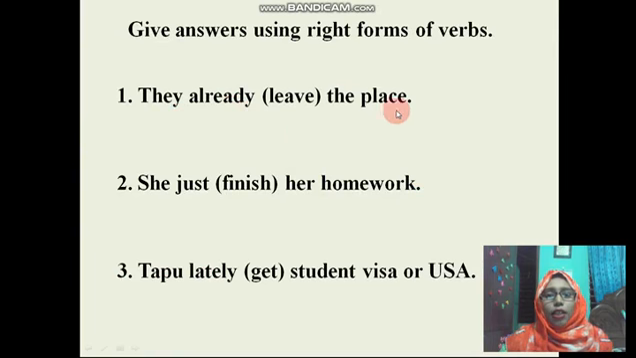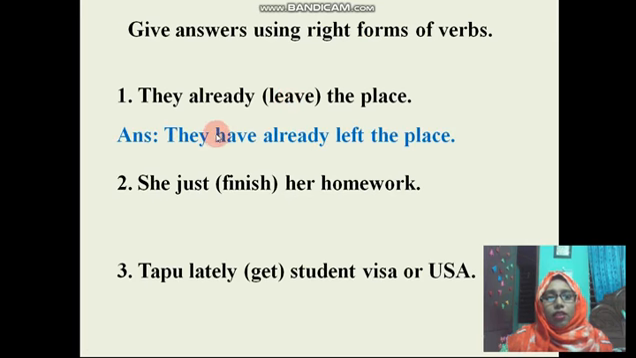They already (leave) the place. Here there is already. It means it's present perfect tense. In present perfect tense, you have to use the past participle of a verb. Leave is a present form of verb, or we can say it's a main verb. The past participle of leave is left. They have already left the place.